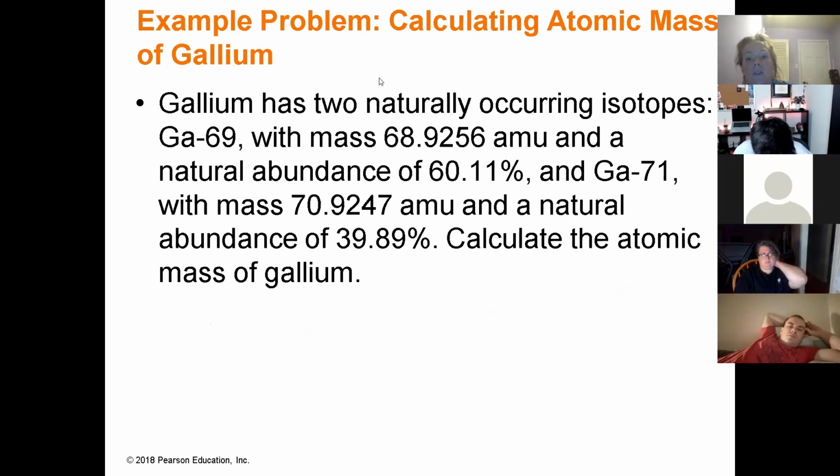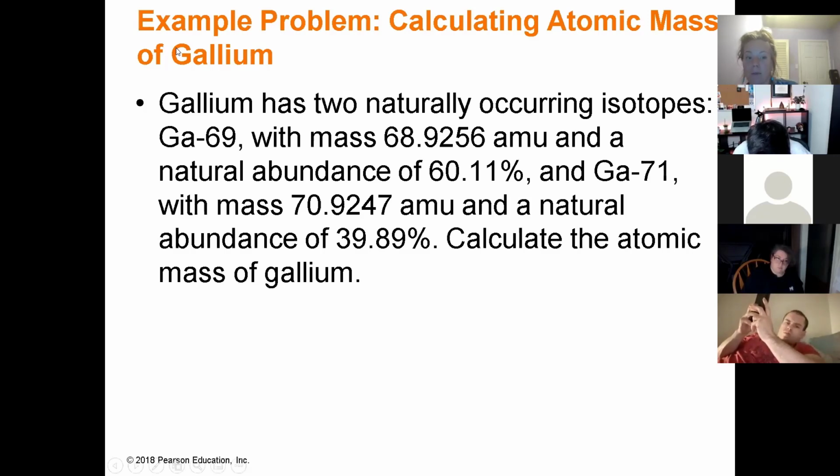Gallium has 2 naturally occurring isotopes. There's gallium-69, which actually has a mass of 68.9256, and its abundance is 60.11%. So the majority of the gallium out there is gallium-69. And then there's a minority, or 39.89%, which is gallium-71. Its actual mass is 70.9247. Calculate the atomic mass for gallium. I'll give you guys 3 minutes for this. You have only 2 isotopes you have to play around with. We'll be back in 2 minutes.